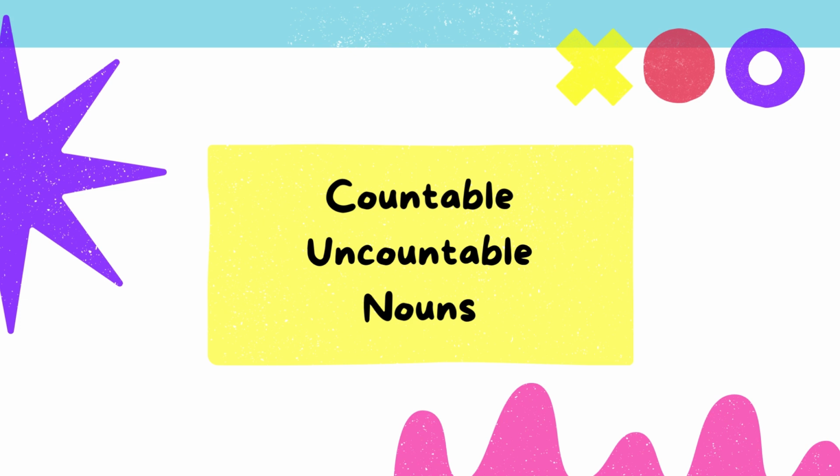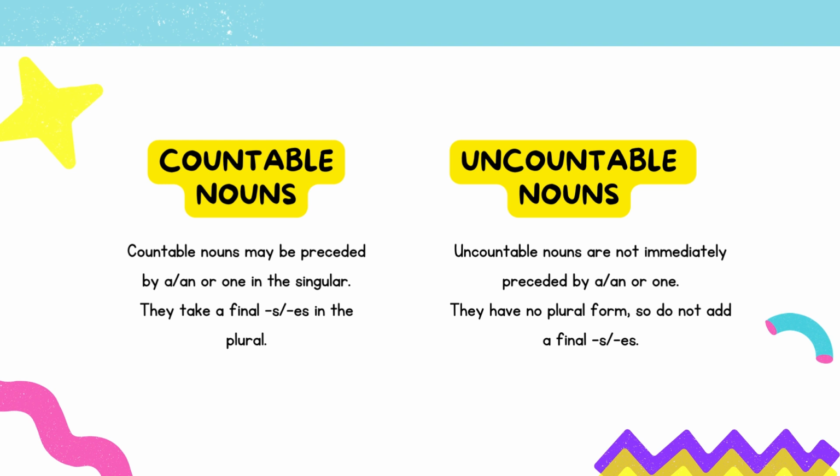Countable, uncountable nouns. Countable nouns. Countable nouns may be preceded by a/an or one in the singular. They take a final s/es in the plural. Uncountable nouns. Uncountable nouns are not immediately preceded by a/an or one. They have no plural form, so do not add a final s/es.